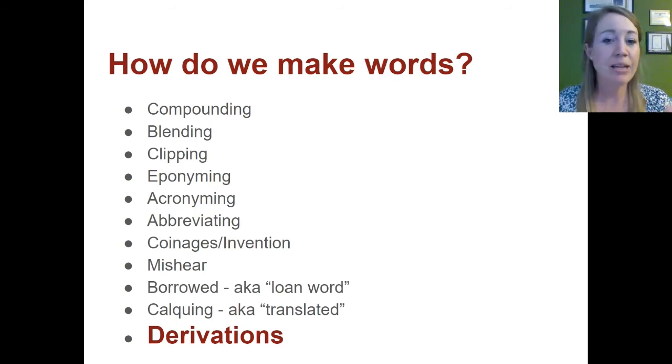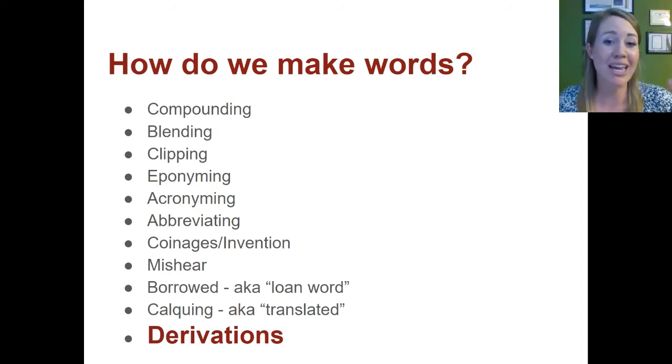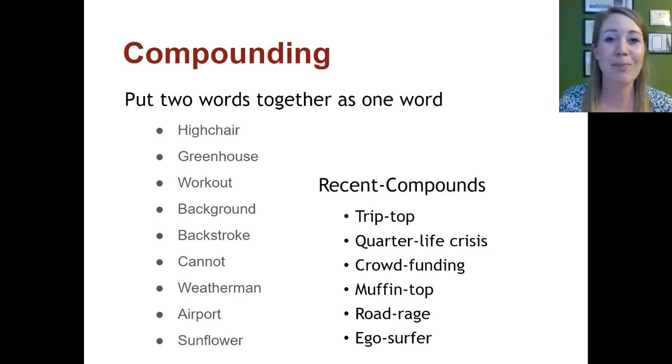And compounding, blending, and clipping, which are the three I'm going to start with, are some of the main ways. So derivations is the biggest way we do it. Compounding, blending, and clipping are the next three big ways. And then we use a lot of these other ones below as well. So you don't need to know all that information necessarily, but there's a reason why we're going in this order. Let's go ahead and kick it off with compounding and just get it going.